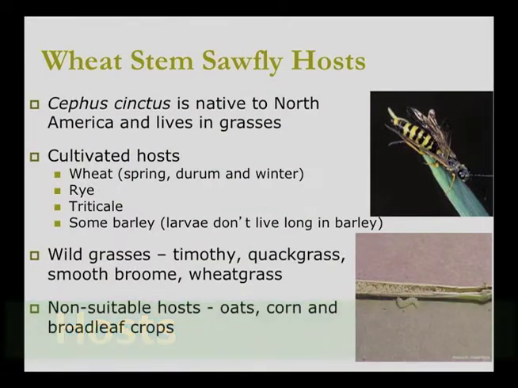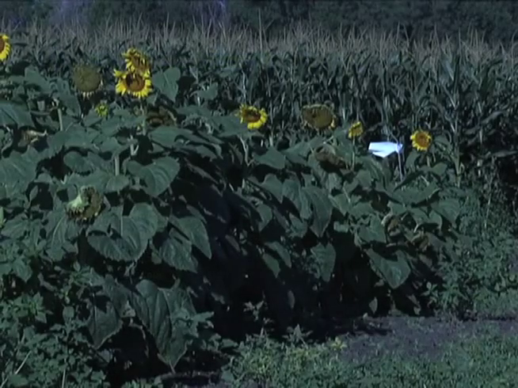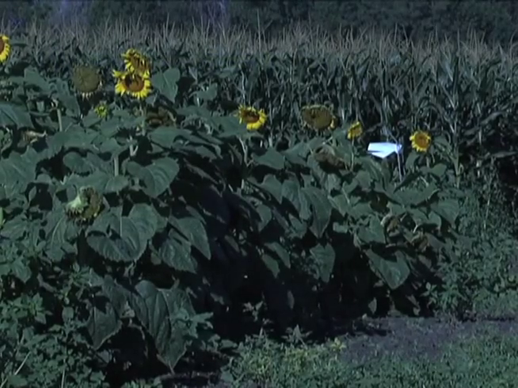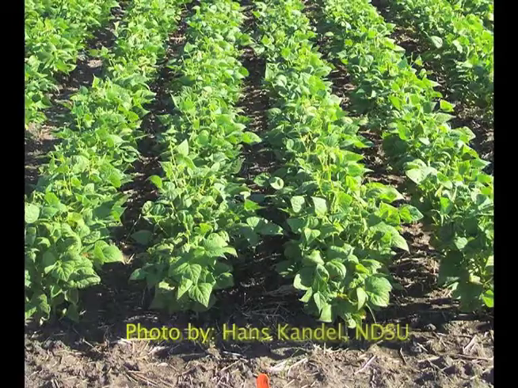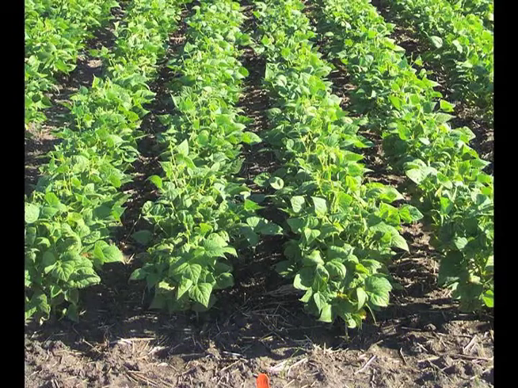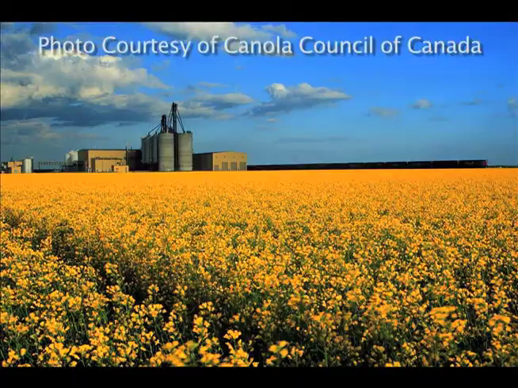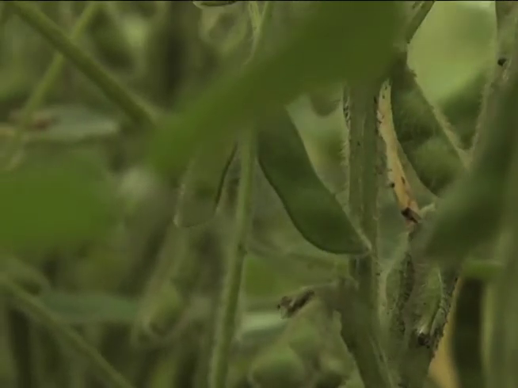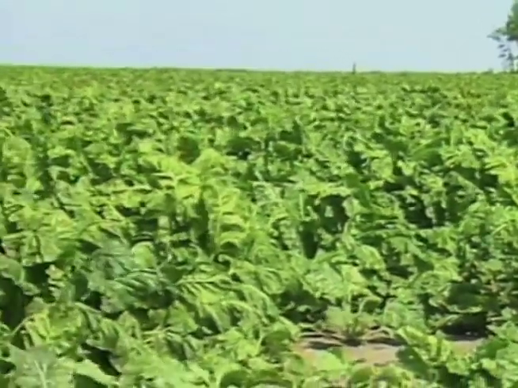The sawfly only damages wheat. In North Dakota, it attacks spring wheat, durum wheat, and winter wheat. The insect will deposit eggs in oats and barley, but in oats, the larvae fail to develop, and in barley, the larvae seldom survive. Many crops are totally immune to sawfly, including sunflowers, corn, dry beans, flax, safflower, canola, buckwheat, soybeans, cranberry, potato, pulse crops, and sugar beets.